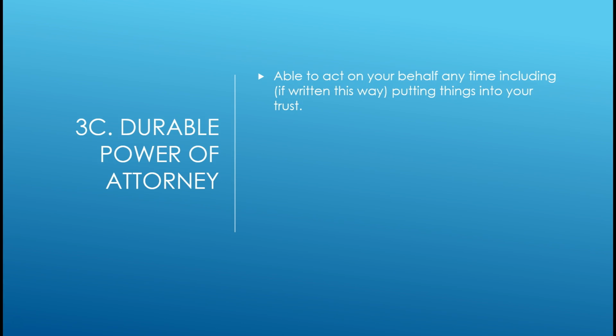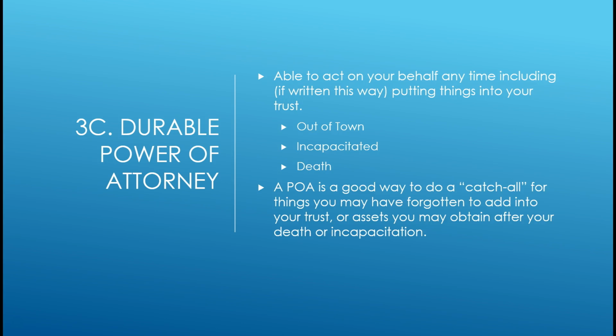Next, you have the durable power of attorney, and this is kind of the catch-all. A person will be able to act on your behalf anytime, including, if it's written this way, putting things into your trust. So let's say you've created a trust, but you forgot to put some things in there. This is a good way to catch all that. Because if you were to die and had forgotten to get that, or maybe you came into some money while you were dead, let's say you won the lottery but you haven't received the payments yet, the power of attorney can do that for you and put it into the trust.